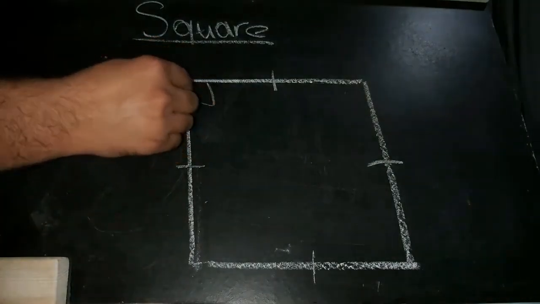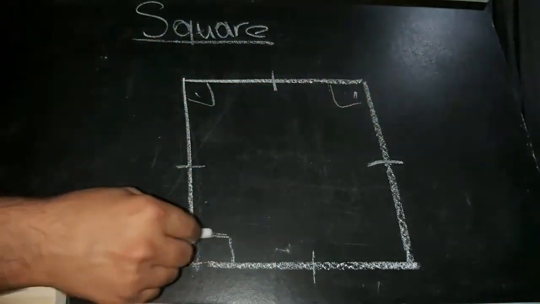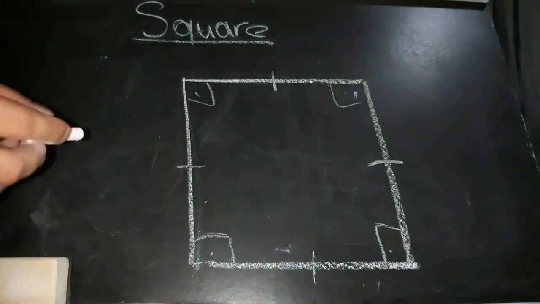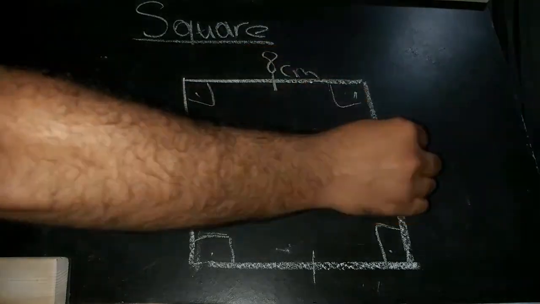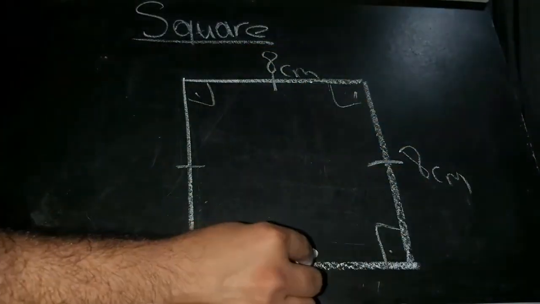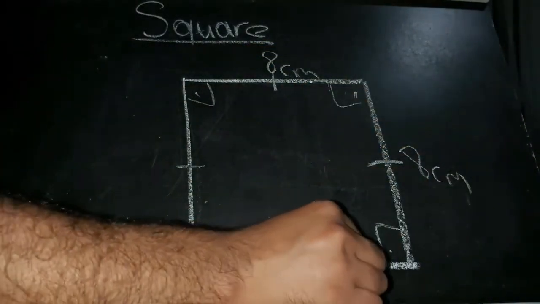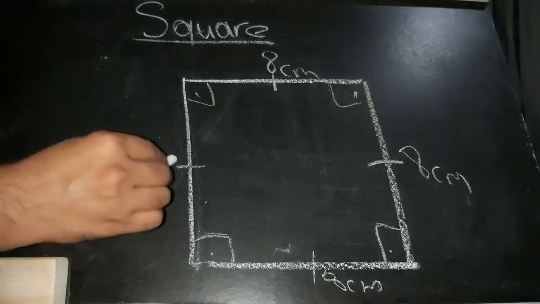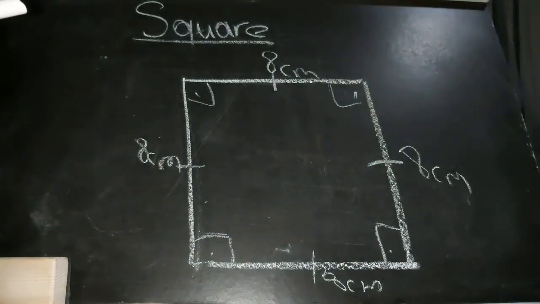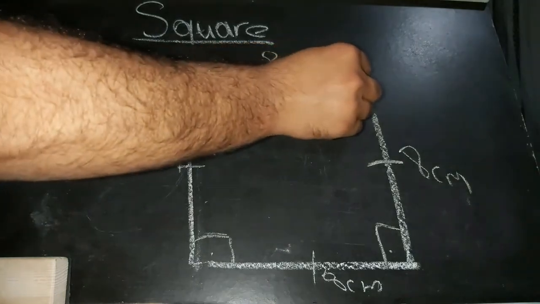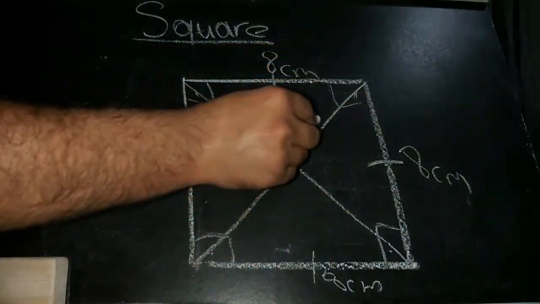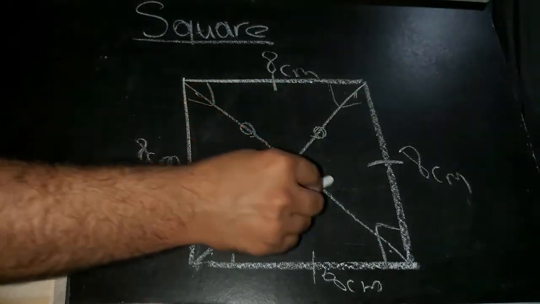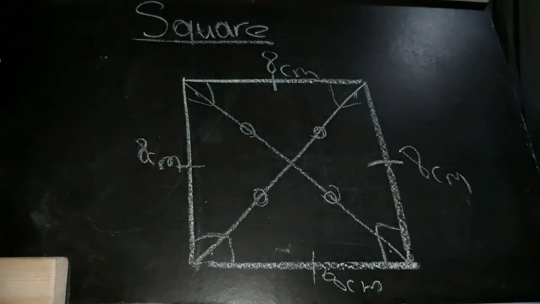This one and this are right angle, which is 90 degrees too. So let's say 8 centimeter, 8 centimeter, 8 centimeter, 8 centimeter. So now the next thing is that when you draw diagonals, see, for rectangle, remember we said these lengths are the same, right?